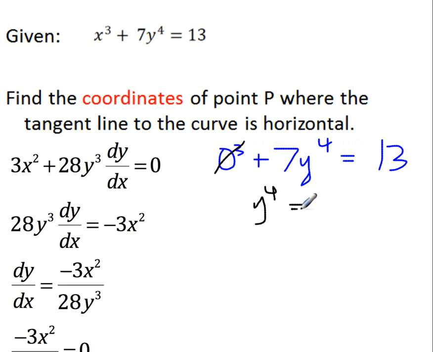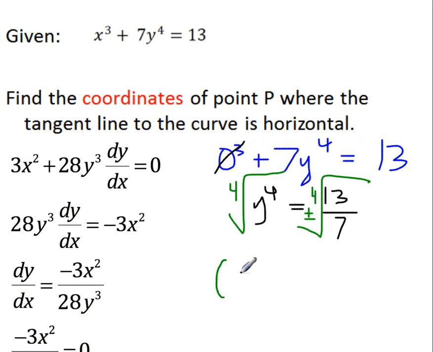equals 13 over 7. And then to get rid of the 4th exponent, you need to take the 4th root of both sides. Just like the square root, we actually do need to put plus and minus. So we're going to have plus and minus the 4th root of 13 over 7, which is fairly odd looking, but it doesn't matter. So we have 0, and we have plus and minus the 4th root of 13 over 7.